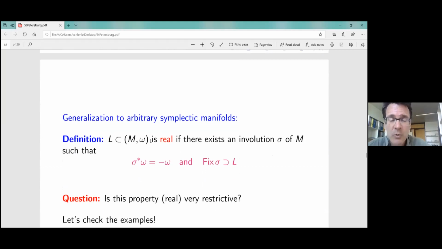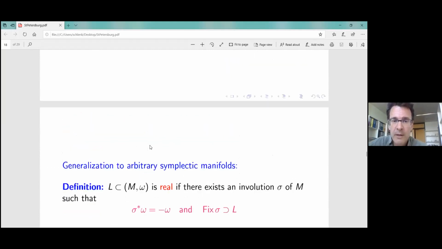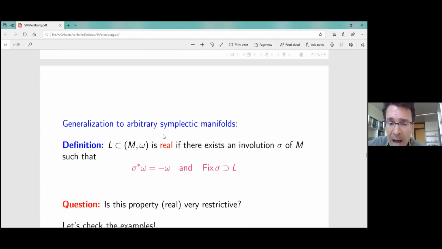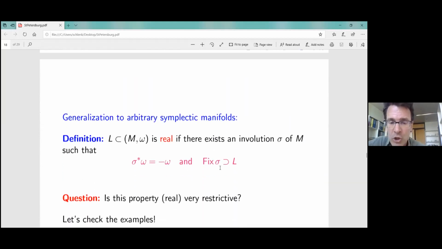You say that a Lagrangian in a symplectic manifold is real if you can find an involution that is anti-symplectic and has that thing as the fixed point set. This is more general, and so the big question is whether the results proven by this school in the algebraic geometric setting survive under this more general symplectic setting, which looks more flexible. And if so, what are the reasons?